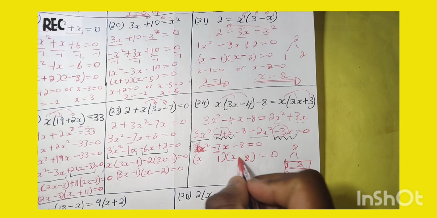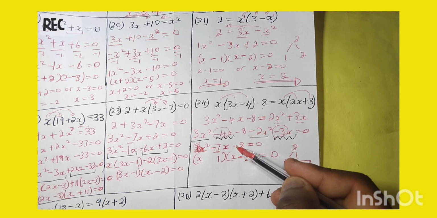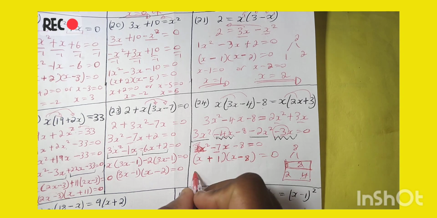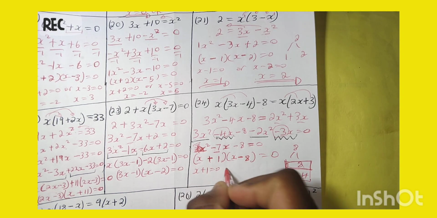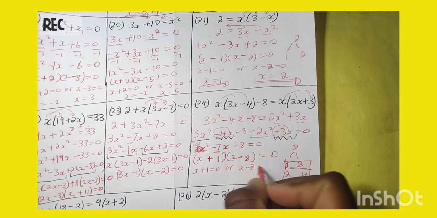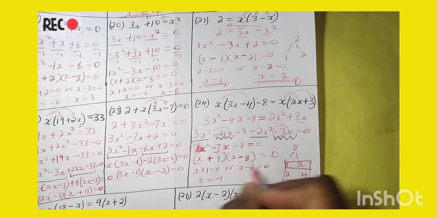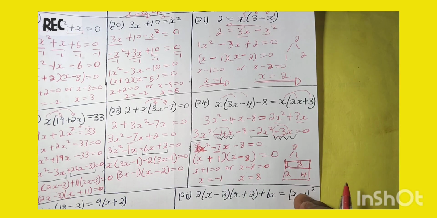The bigger factor takes the sign of the middle term. When I see negative, they should have different signs. Do you see? Then I equate this factor to 0, or equate that one to 0. Then now solve for x. This one gives minus 1. Then this one will give me 8. Do you see?